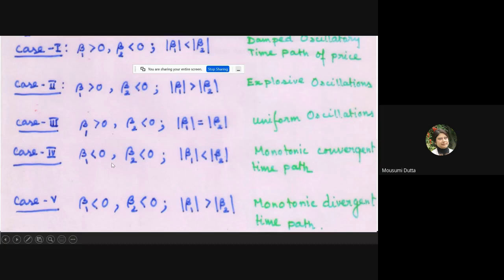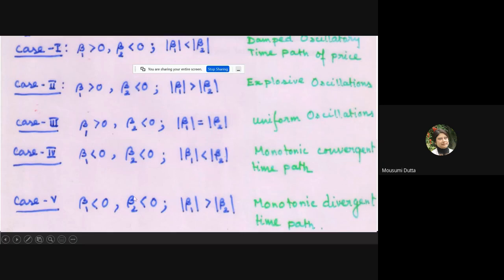Next, both the demand and supply curves may be negatively sloped. That is beta 1 by beta 2 is positive. So when beta 1 by beta 2 is positive, however, mod beta 1 by beta 2 is less than 1, you will get monotonic convergent time path. Finally, both demand and supply curves negatively sloped. However, mod beta 1 is greater than mod beta 2, that is mod beta 1 by beta 2 greater than 1, we will get monotonic divergent time path.